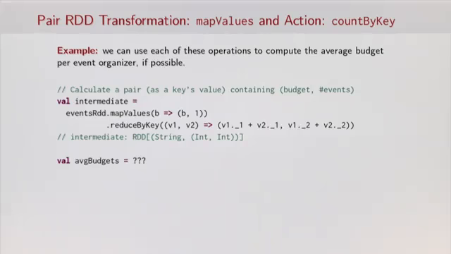Remember, we said we wanted to compute the average budget per event organizer over all of their events. So now we finally have the information that we need to compute this average. So then I leave it to you again. Given this RDD that's called intermediate now, we're going to use this one. How would you compute the average budgets per organizer? So we need the average budget per event organizer now. What operations would you use? Again, try it for yourself first.